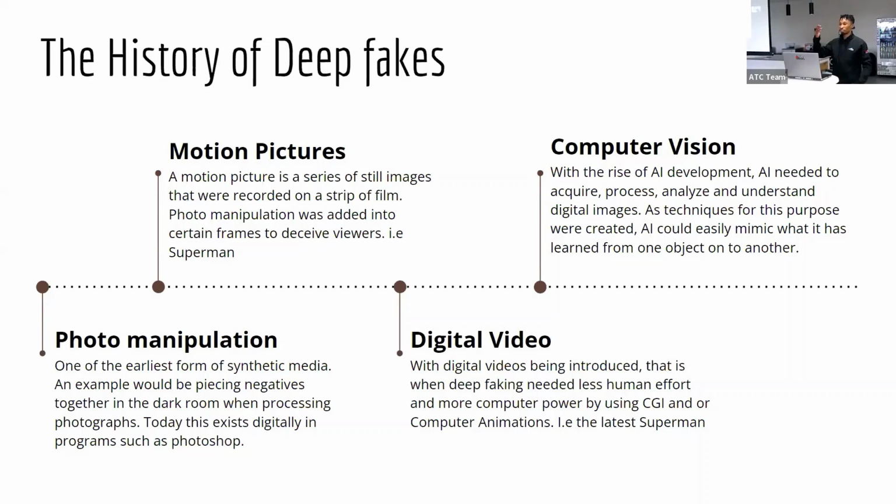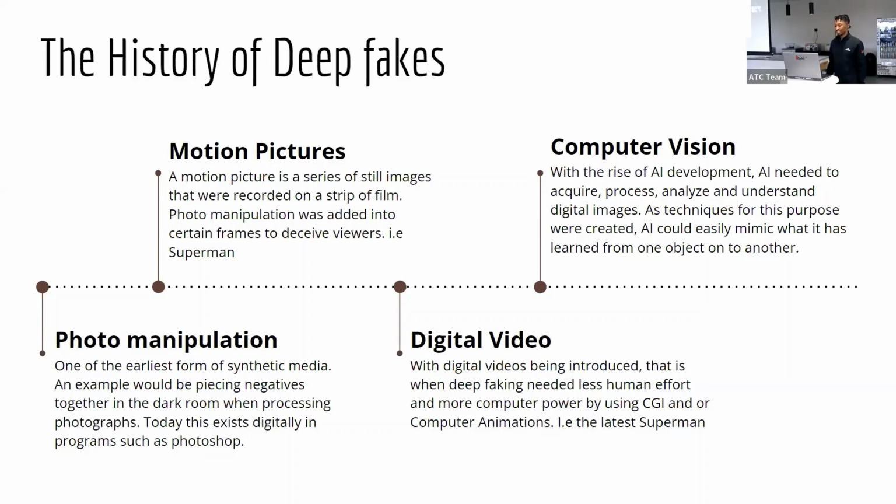So motion pictures is basically a series of still images taken onto what I call a film, because that's what the old people used to call it. And then for certain frames, for example, if Superman is shooting lasers, a certain frame would need to be manipulated. So a person would draw arrows coming out of whoever's acting as Superman. And when the movie's playing, it would look like that actually happened.